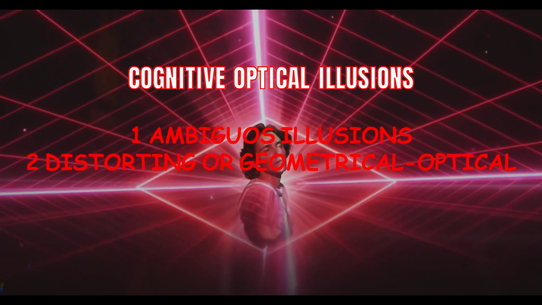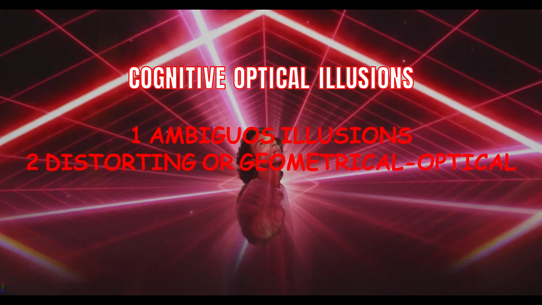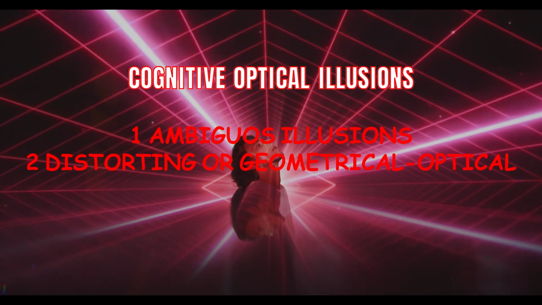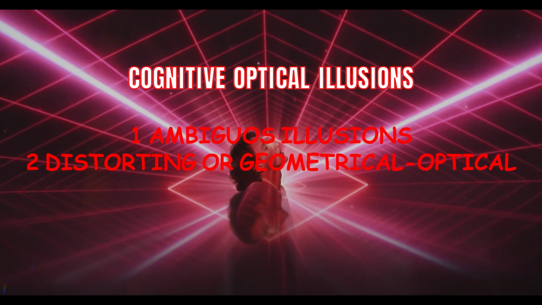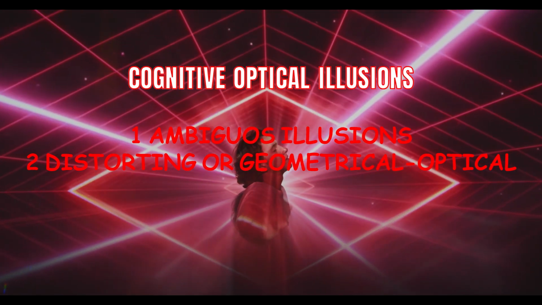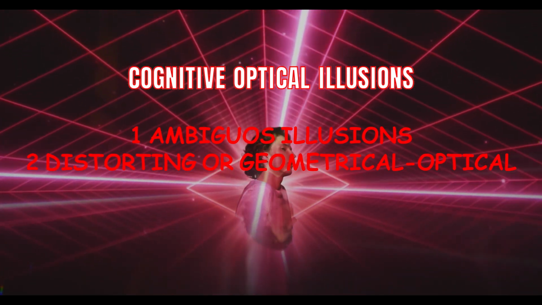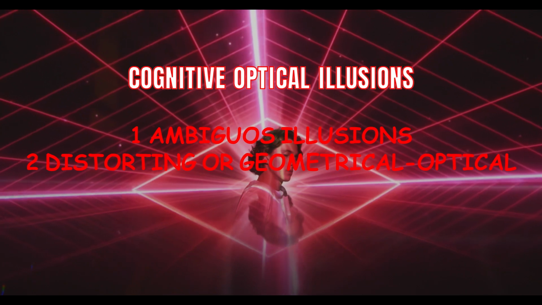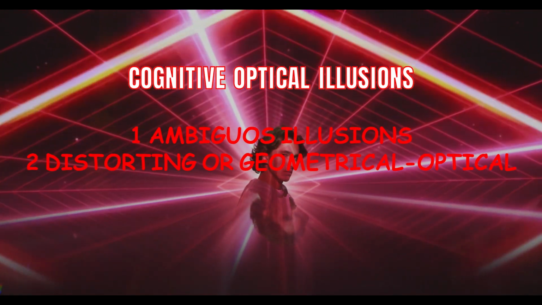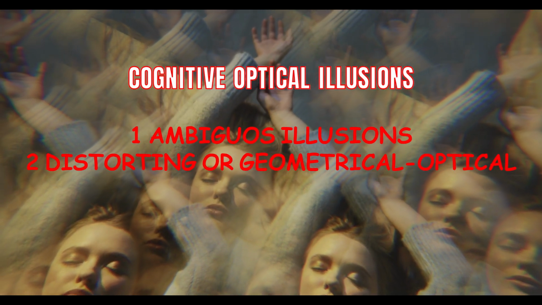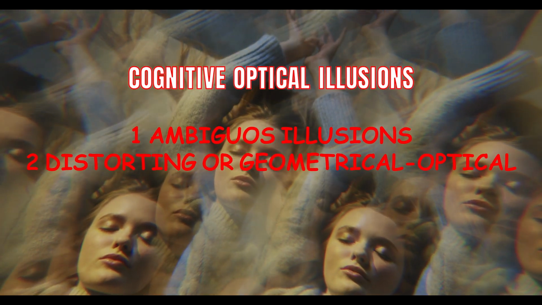The spinning dancer. The spinning dancer illusion is an animation that depicts a silhouette of a dancer spinning. However, the direction of the spin can appear to change, with some viewers perceiving clockwise rotation and others perceiving counterclockwise rotation. This illusion demonstrates how our brain can interpret ambiguous visual cues differently.